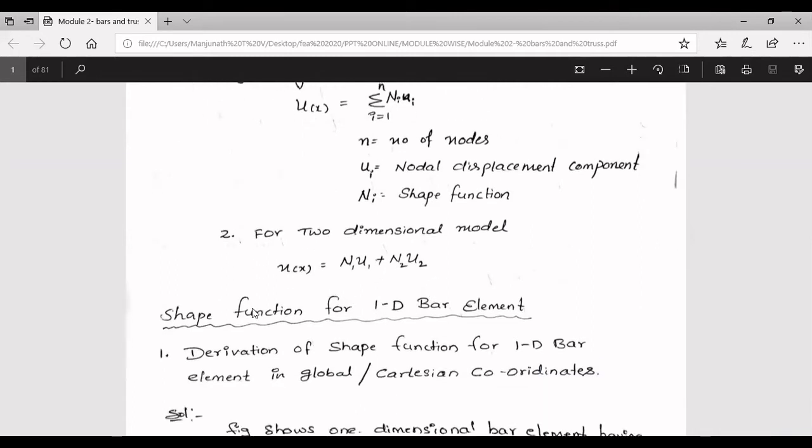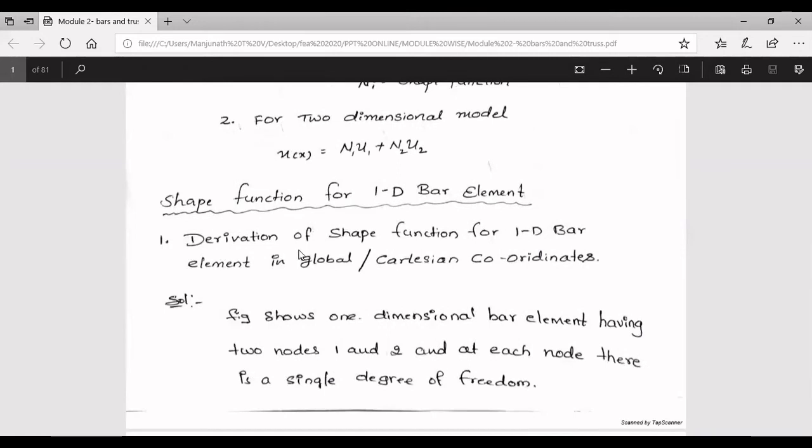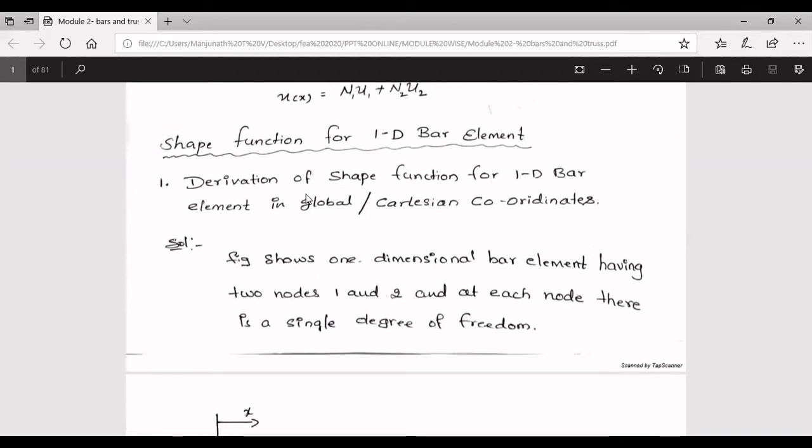Now we can discuss the shape function for a one-dimensional bar element which has two nodes. At node 1, what is the shape function? At node 2, what will be the shape function? That we can discuss now and derive. Now the derivation of the shape function for a one-dimensional bar element in global coordinates. The shape function can be obtained in the global coordinate system, and also in the natural coordinate system. Now we derive it in the global coordinate system.